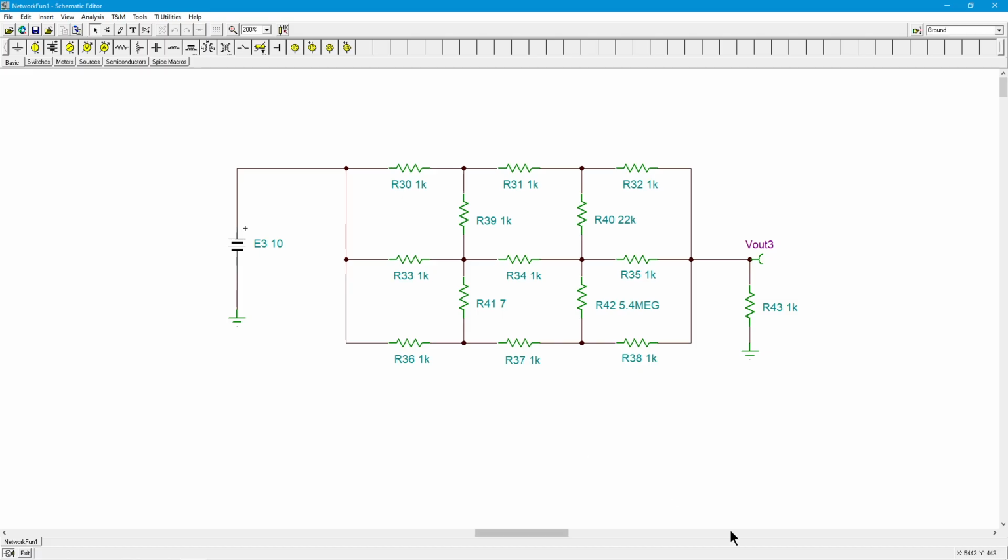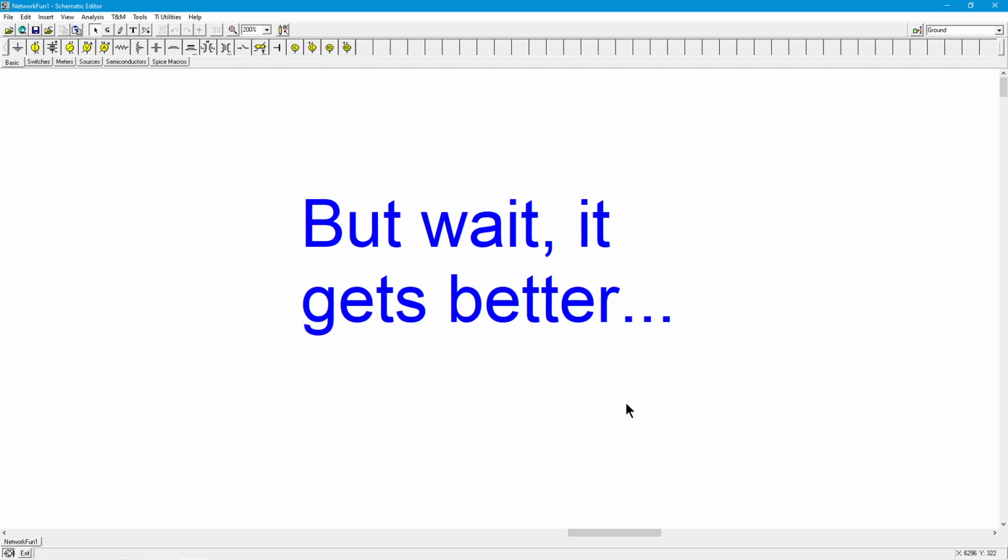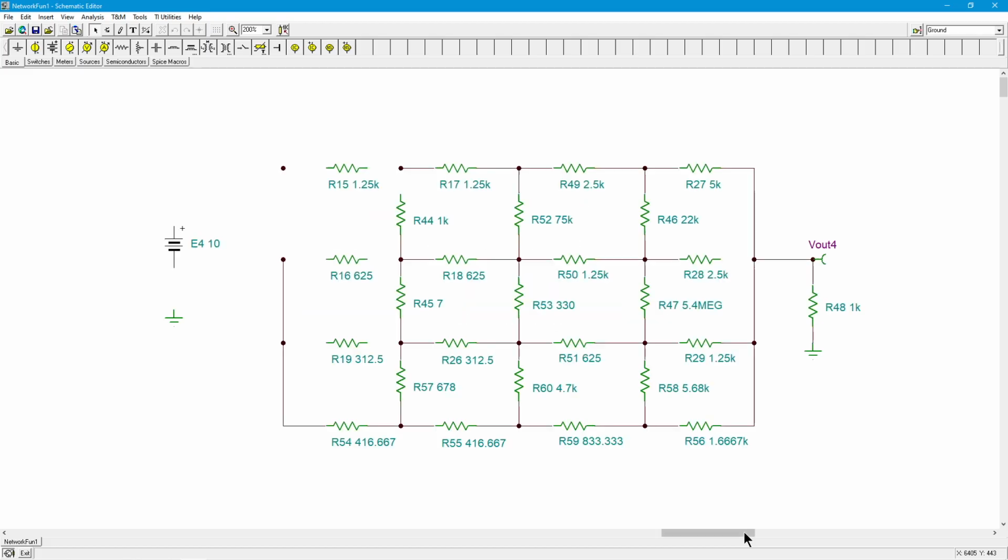Is that all there is? Of course not. It gets even better. Check this out. It turns out you don't have to have all the horizontal resistors be the same size. And you're not stuck, by the way, with 3x3. So you could do 3x4. You could do a 5x7. I've got a 4x4 here.